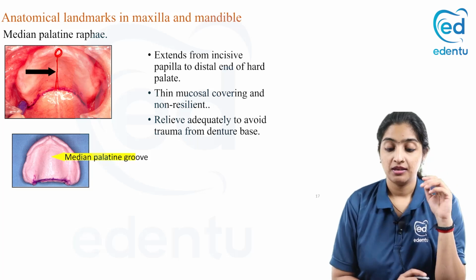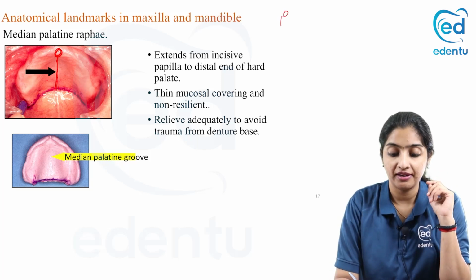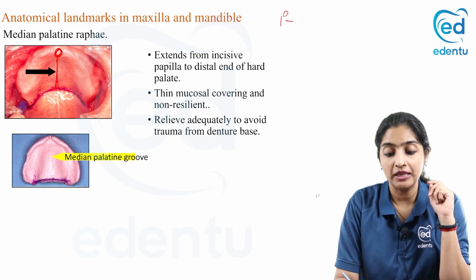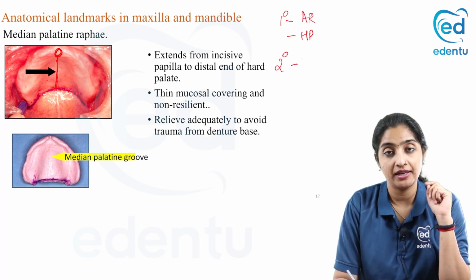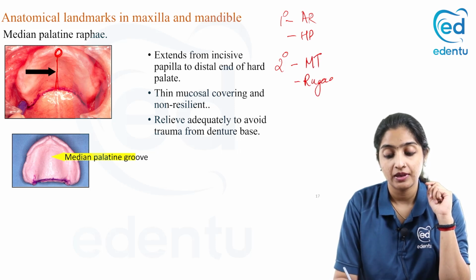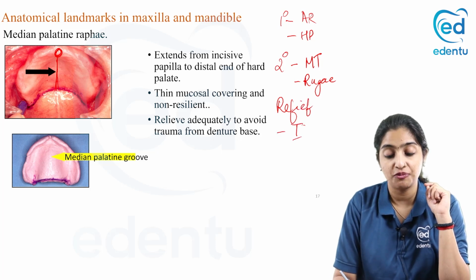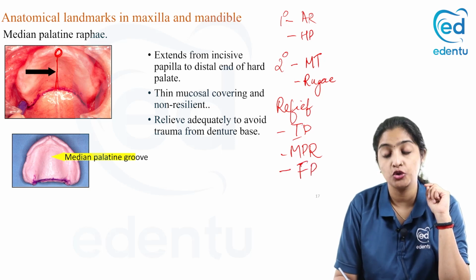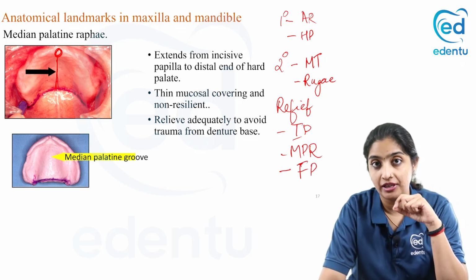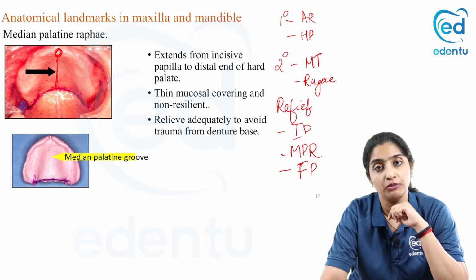So let's summarize. The primary stress-bearing area in the maxilla will be your alveolar ridge and the hard palate. The secondary stress-bearing area will be your maxillary tuberosity and the rugae. Relief areas will be the incisive papilla, mid-palatine raphe, and also the fovea palatini. You also relieve at the fovea palatini area so that you do not impinge on the mucous glands.